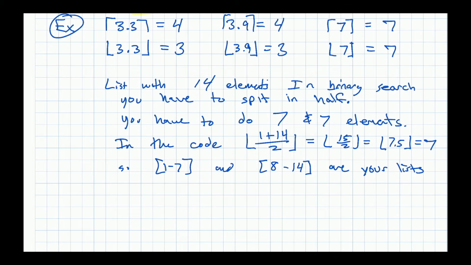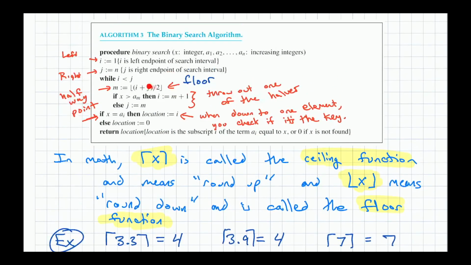And you have to round, right? This calculation has to round up or down because there's no 7.5 element of a list. There's only element 1, element 2, element 3, element 4. So there's no 7.5 element. So you have to round up or round down, and it doesn't really matter what you do. But our pseudocode says floor, so we do the floor.